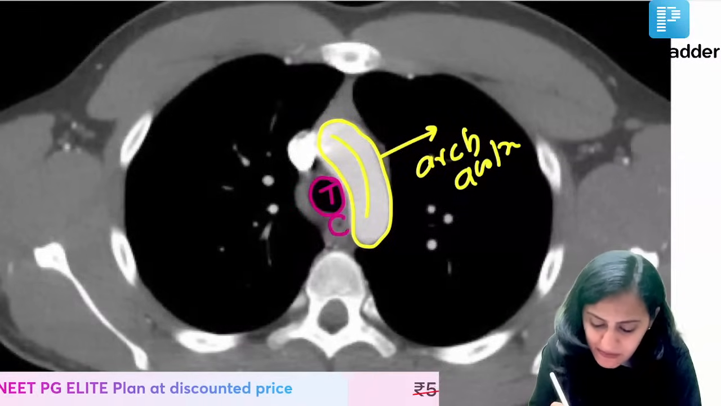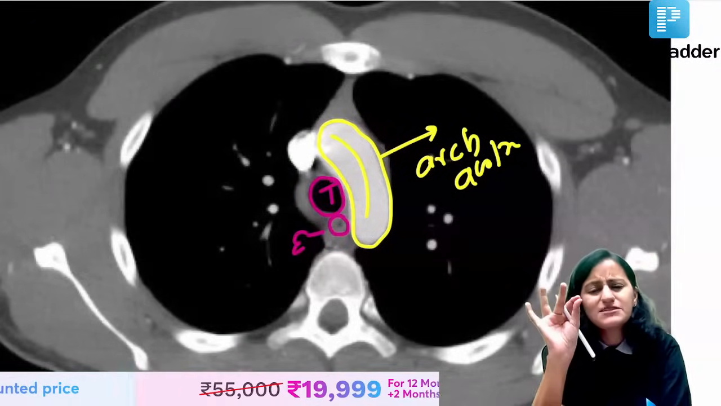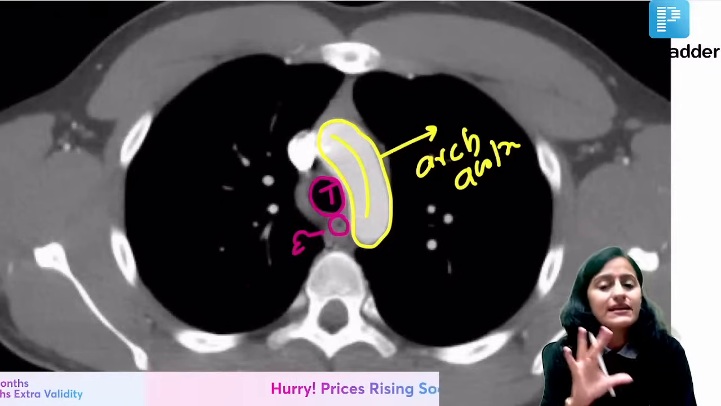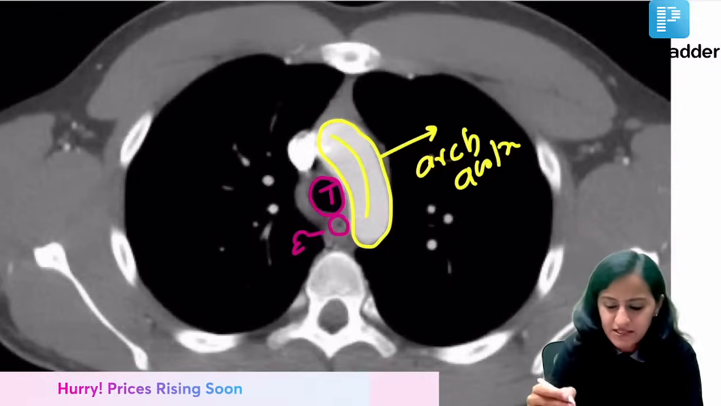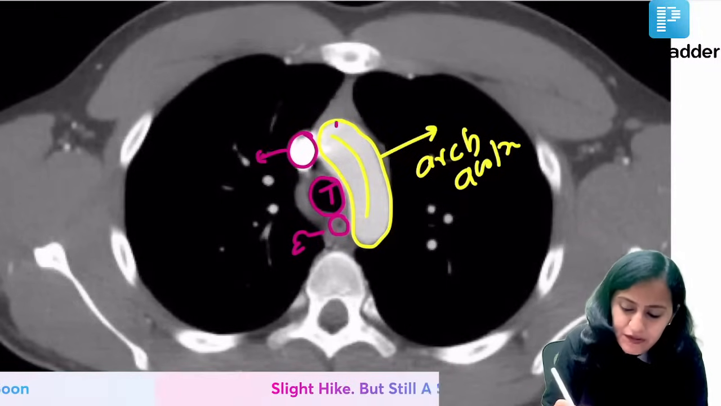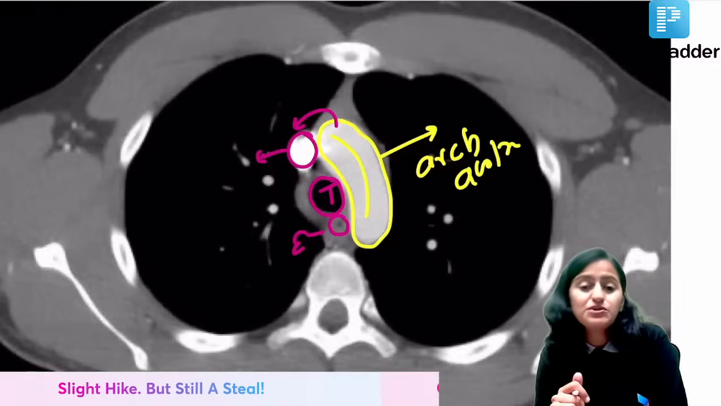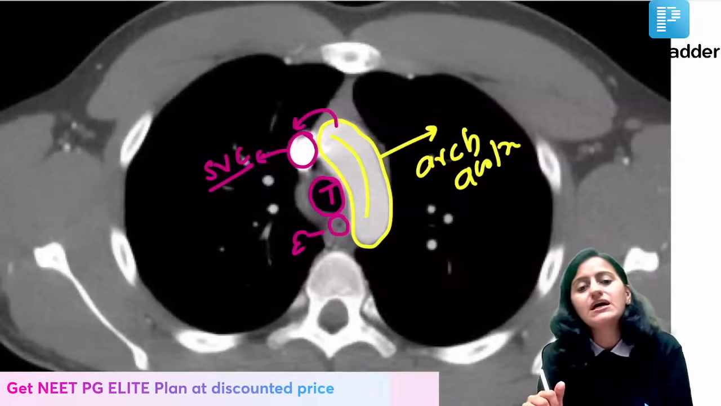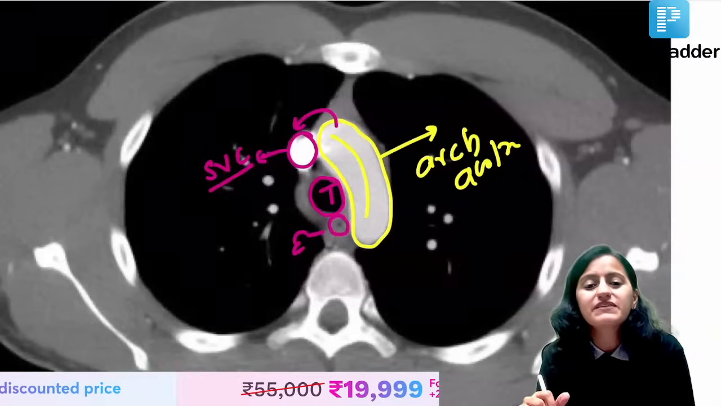Esophagus is going to be behind, right? A small air speck is visible. Esophagus is generally collapsed. It is not distended with air like trachea. And what is this structure here? To the right of the aorta, you know it will be a vein. Which vein comes in the chest? Superior vena cava. Okay, this is superior vena cava.